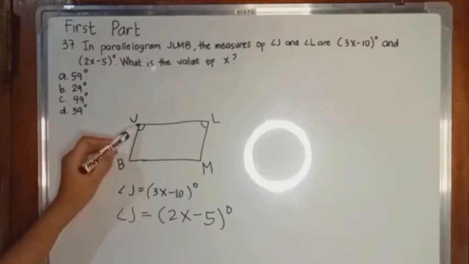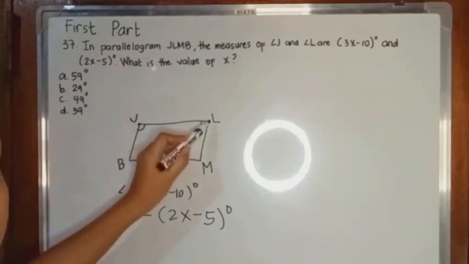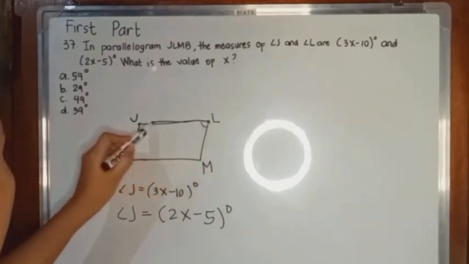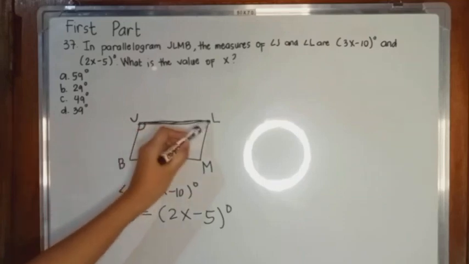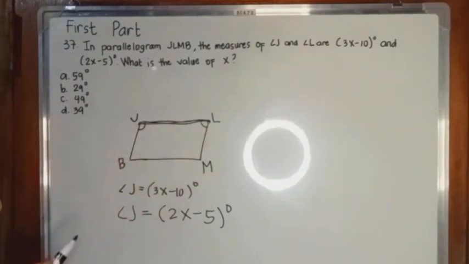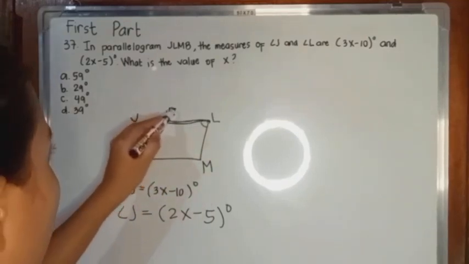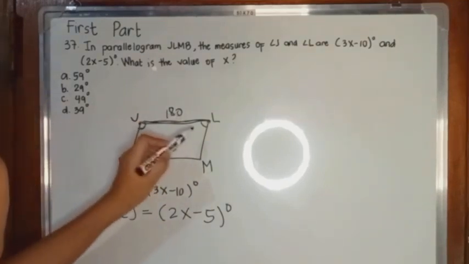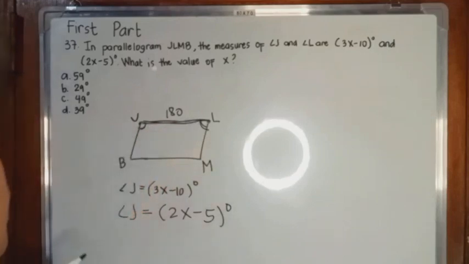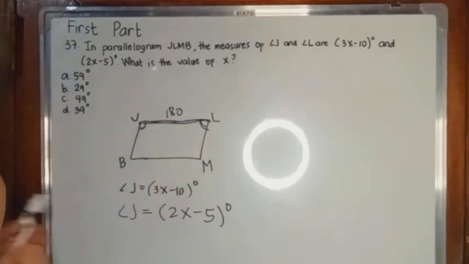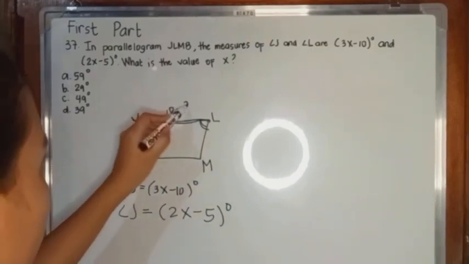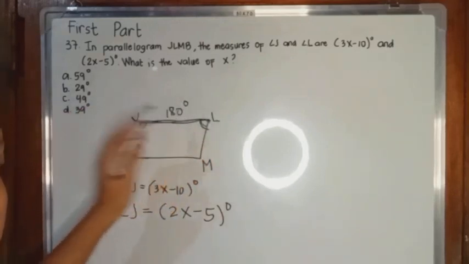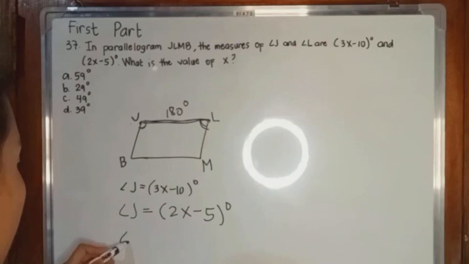Say point J and point L. This is a straight line. A straight line measures 180 degrees. Therefore, if we add angle J and angle L, the sum is 180 degrees. Angle J plus angle L is equal to 180 degrees.